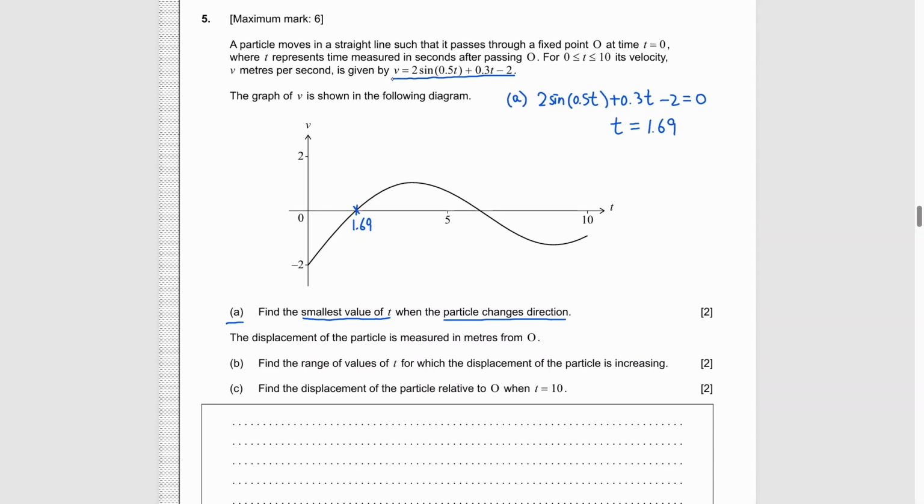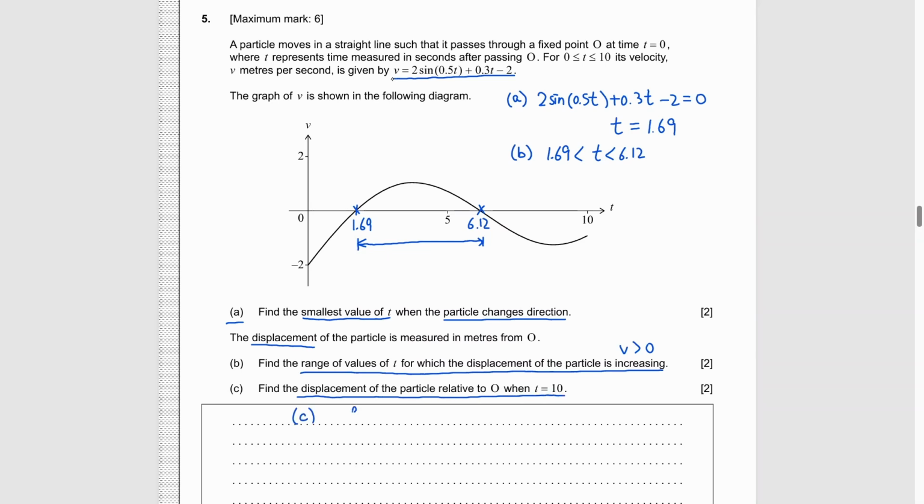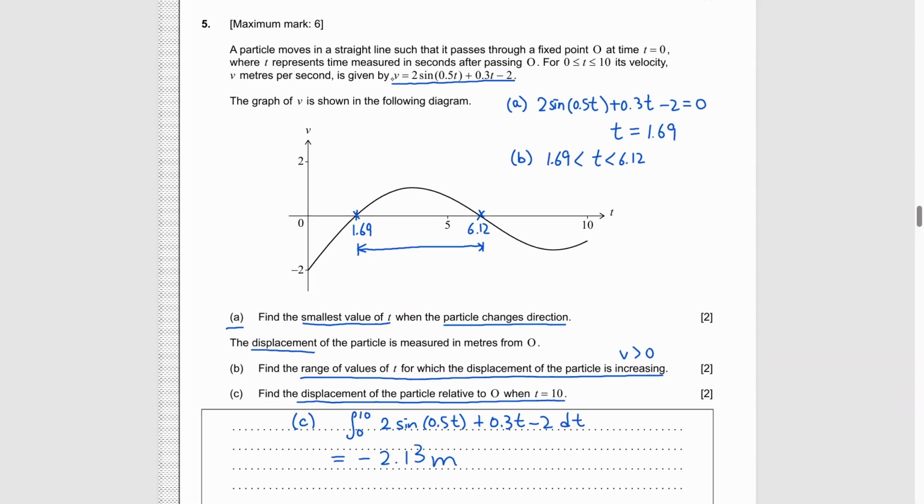Next, we want to find the range of values of t for which the displacement is increasing. This happens when the velocity is positive. From the graph, we can see that this interval is from 1.69 to another point. Using the calculator, we find this point to be 6.12. Finally, we want to find the displacement relative to the original position when the time is 10. This is found by integrating the velocity function from 0 to 10. The result is negative 2.13.